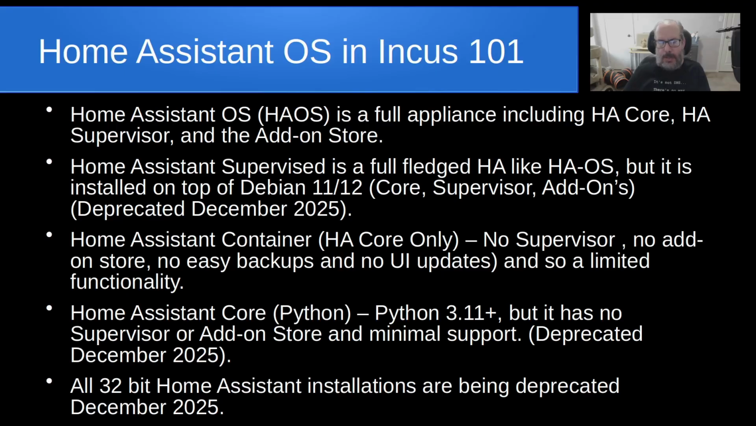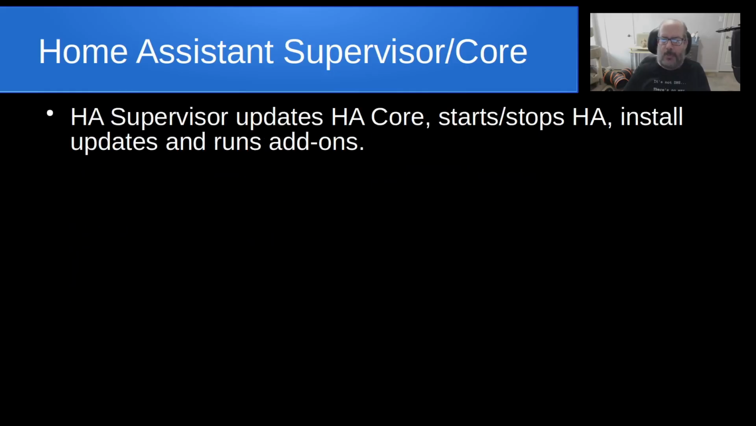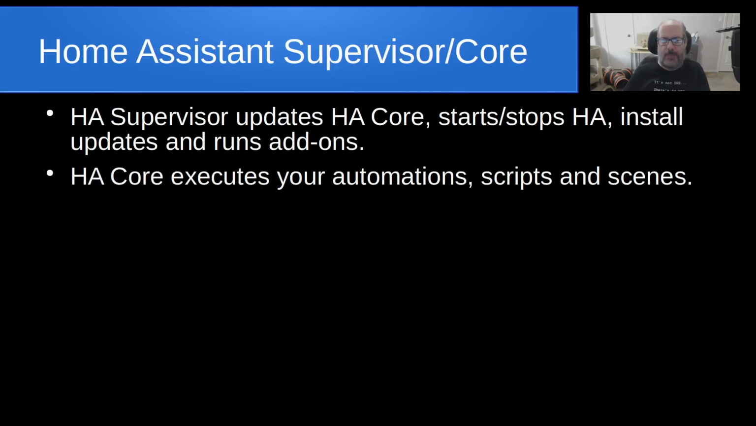So all 32-bit Home Assistant installations are being deprecated as of December 2025 as part of that initial announcement, where they're also deprecating Home Assistant Core in Python and Home Assistant Supervised. So the Home Assistant Supervisor and Core have the following attributes. Home Assistant Supervisor updates the Home Assistant Core, it stops and starts Home Assistant, and it installs updates and also runs add-ons. And Home Assistant Core executes your various automations, scripts, and scenes.